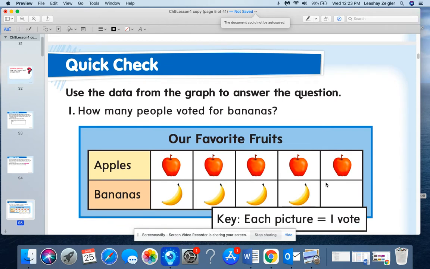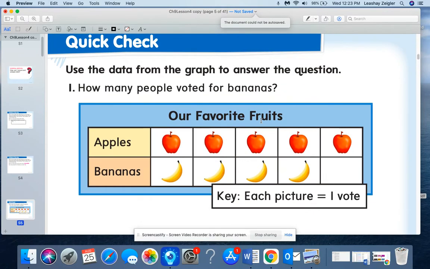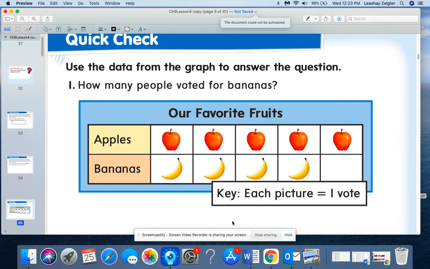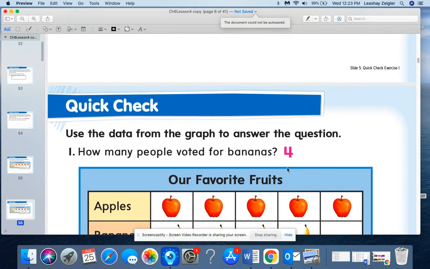Here's our next quick check for the day. It says use the data from the graph to answer the question. How many people voted for bananas? Always remember to check your key to make sure that each picture is equal to 1 vote. So how many people liked bananas? Let's count the bananas. 1, 2, 3, 4. 4 people liked bananas.